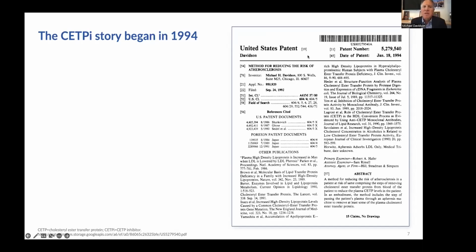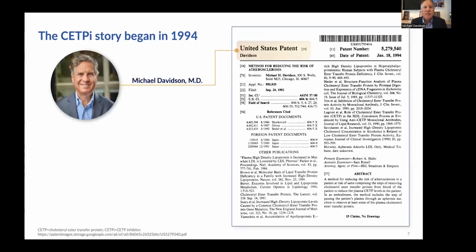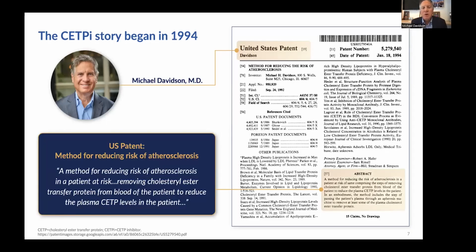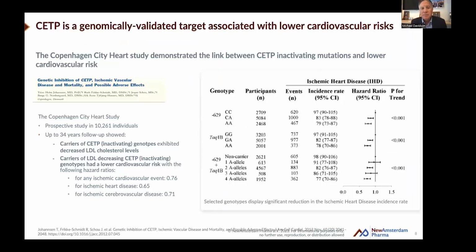So the story begins actually in 1994, and this is why I'm very passionate about this target. I was the first one to patent CETP inhibition, and the patent didn't lead to anything specifically, but it was the idea of removing CETP as a way to reduce atherosclerosis. And as time went on, this became more and more of a target for the pharmaceutical industry to develop novel agents to inhibit CETP.